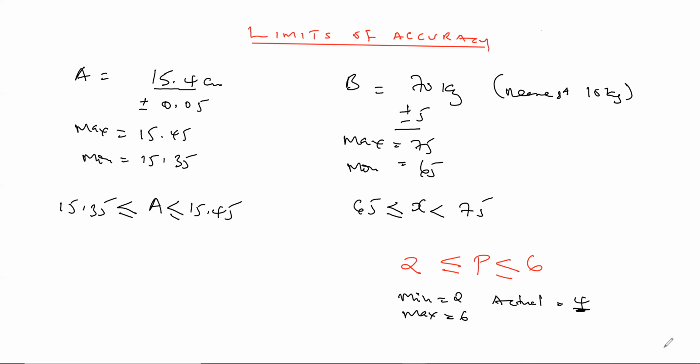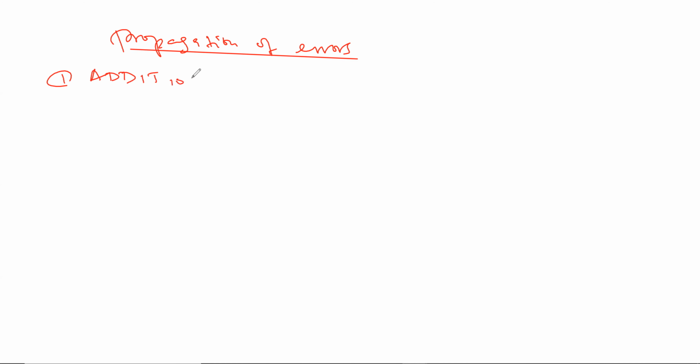So this limits of accuracy part leads us to propagation of errors. Propagation of errors is how you do operations that involve errors. And these operations are actually 4 operations. Today we are looking at, first of all, we start with addition. So this means we are adding values which involve errors.